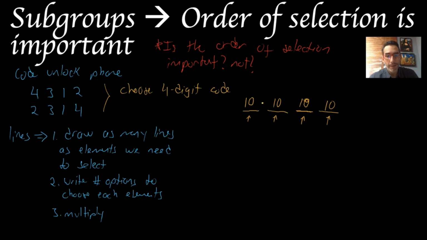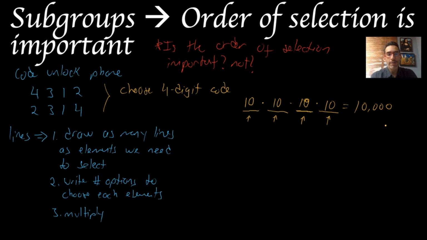Third step, I have these numbers and I simply go ahead and multiply. So I will end up here with 10,000. That means that there are 10,000 different codes I can create for a 4-digit code to unlock my phone, okay? Now pay attention here that I have 10, 10, 10, 10. Why? Because I can repeat the digit. My code can be 0, 0, 0, 0, so I can repeat the element.